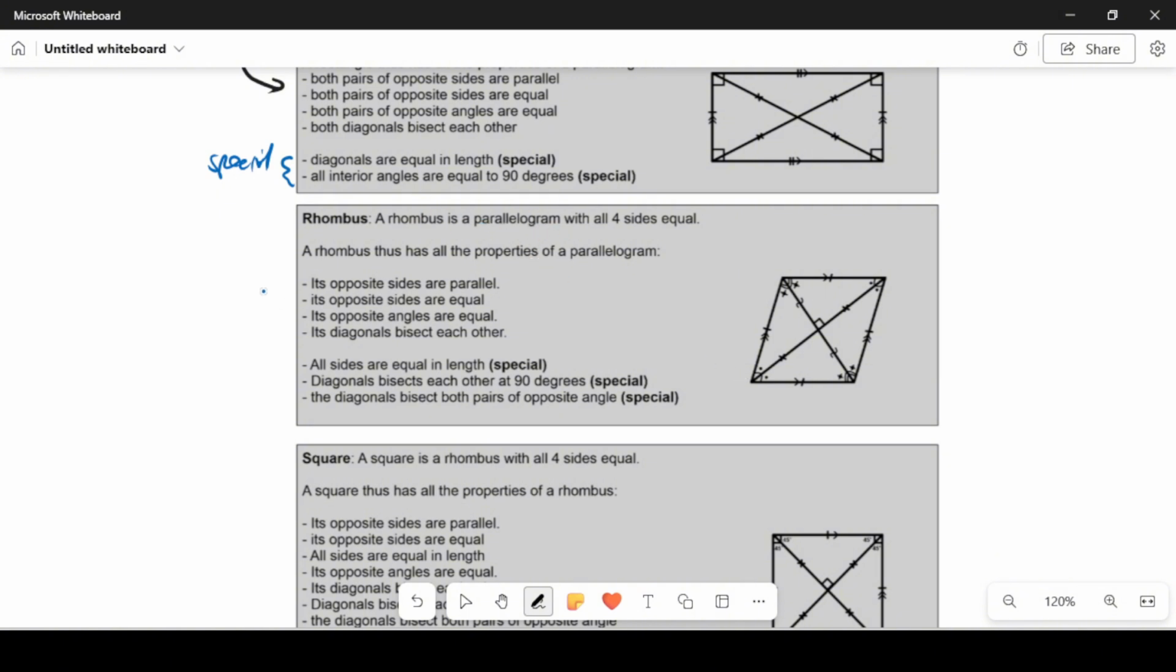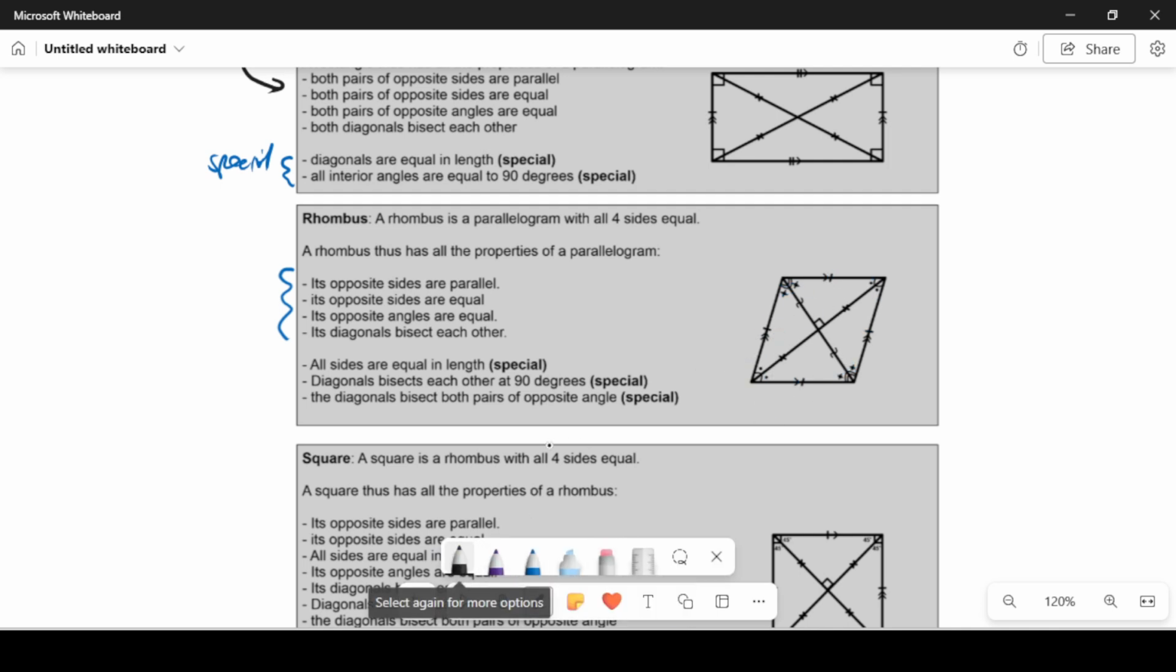If it is a parallelogram, we can take the properties from a parallelogram. Which ones are those? It's the properties that the opposite sides are parallel. So these sides here are parallel. The opposite sides are equal. So these here are all equal, right? The opposite angles are equal. These angles are equal and these angles are equal, right? And the diagonals bisect each other.